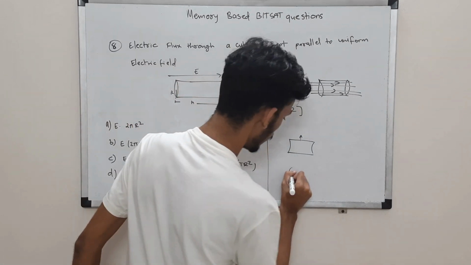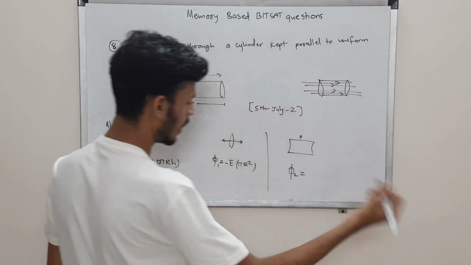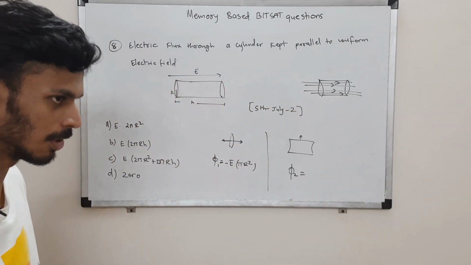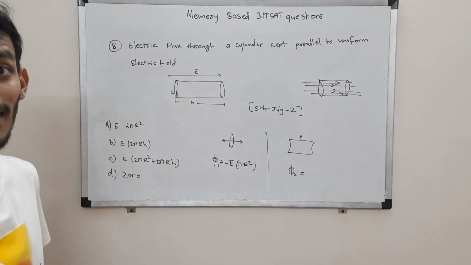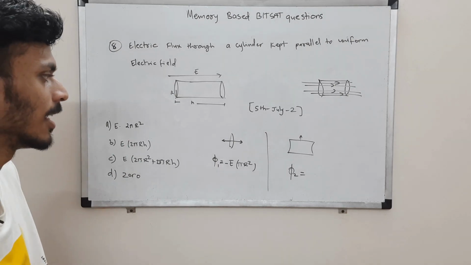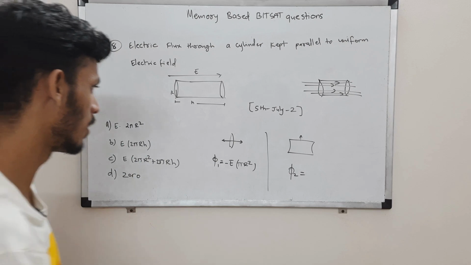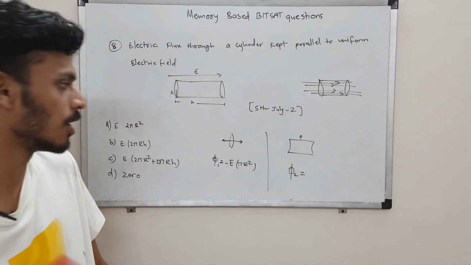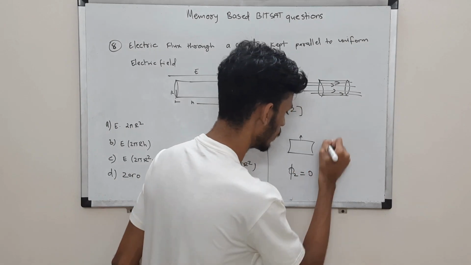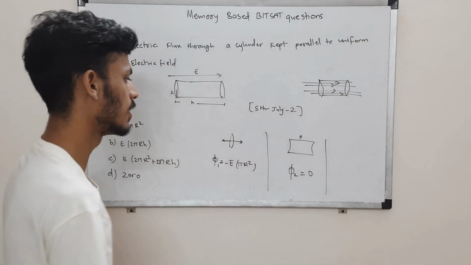So phi 2 is E dot S, or E S into cos theta, E into the curved surface area into cos 90. The angle between the electric field and the area vector is 90. So cos 90 is 0, so the flux over here is 0. It's 0 for the curved surface.